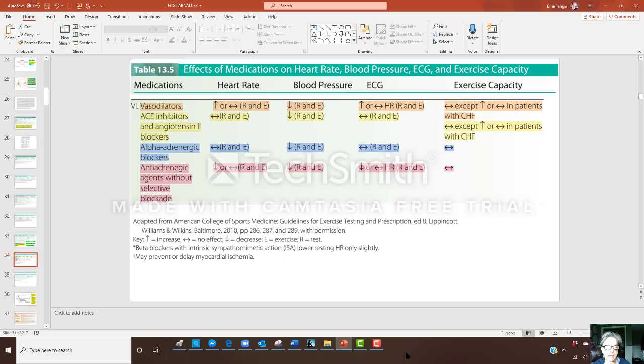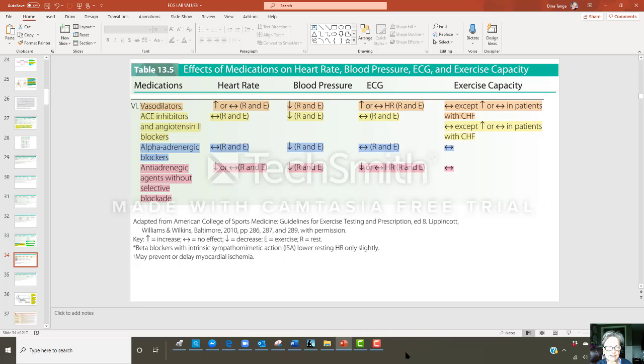Alpha adrenergic blockers. No effect on heart rate at rest and with exercise. Blood pressure will decrease at rest and during exercise. Will have no effect on the ECG at rest or with exercise and no effect on exercise capacity.